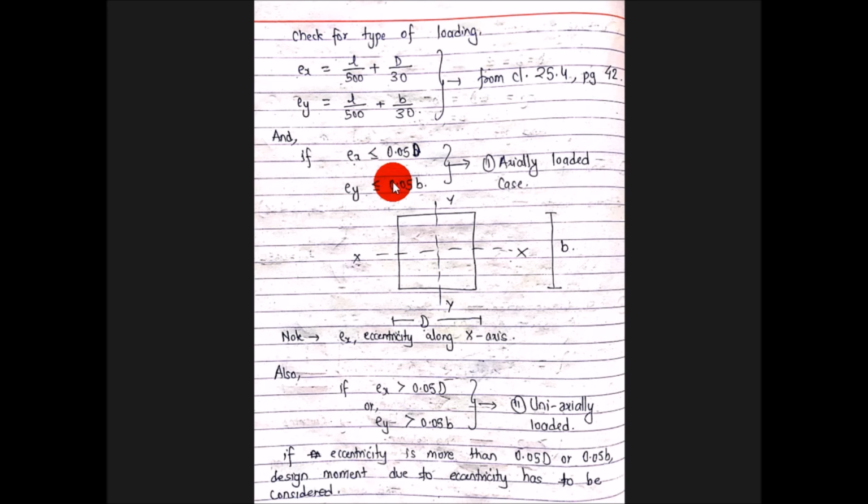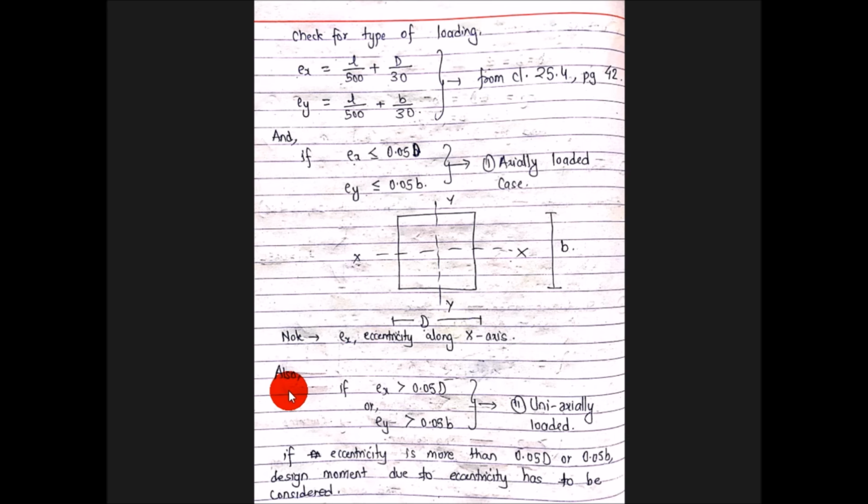Now if Ex is less than or equal to 0.05 D and Ey is less than or equal to 0.05 B, then it is an axially loaded case. Looking at the plan of the column, drawing the axes x and y, along the y axis we said B, and along the x axis it is taken as D. Note, Ex is the eccentricity along the x axis and Ey is the eccentricity along the y axis.